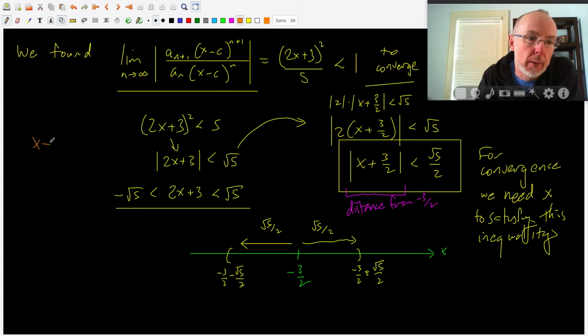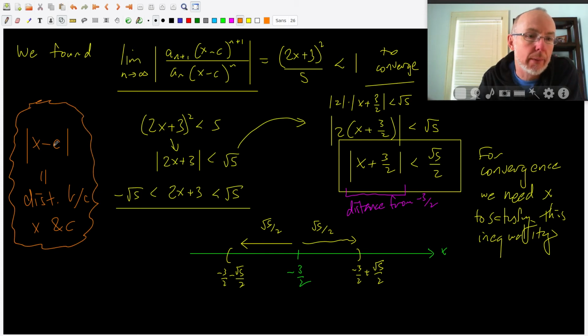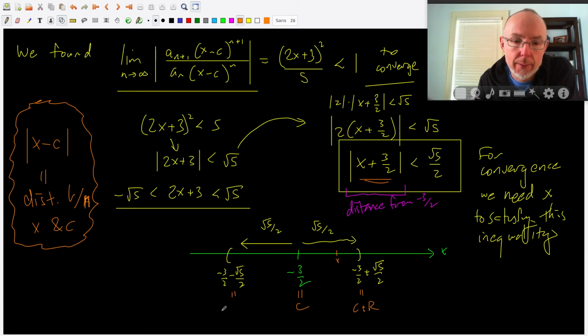This is always true. The quantity, the absolute value of x minus c, is always the distance between x and c. So if I put that into an inequality, I'm saying I want the distance between x and c. This is the distance between x and c. And so in this case, the distance between x and minus 3 over 2 has to be less than the square root of 5. So that inequality is satisfied for any x that's less than the square root of 5 away from the center. So there's our center, and there's the center plus the radius of convergence, and there's the center minus the radius of convergence. I know it converges everywhere inside that region by the ratio test.